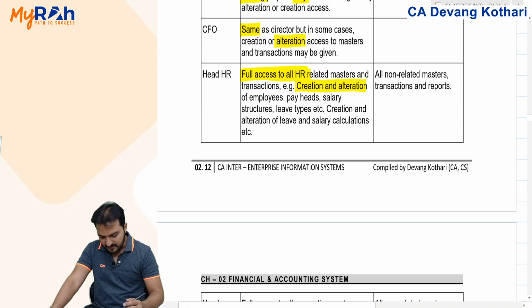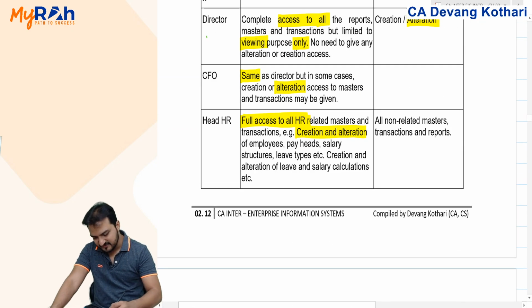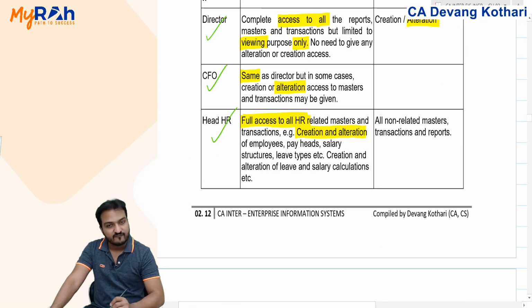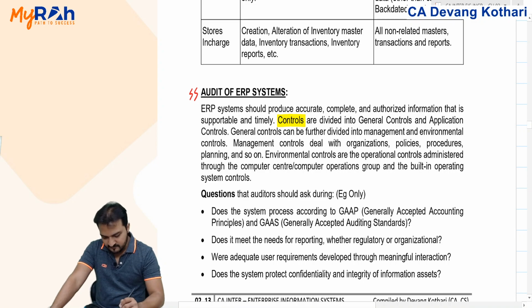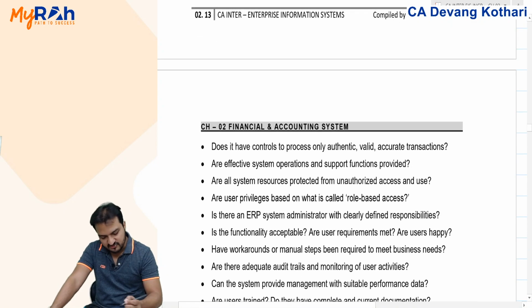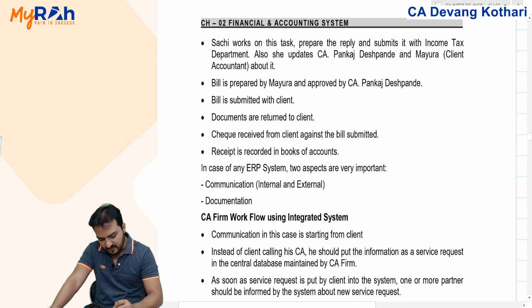And then some examples are given, that you can read, that which designations, director, CFO, head of HR department, which designation will have what permissions. Some examples are given that you can see. Audit of ERP systems was supposed to be your self-study, not very important. One case study is given, that is also your self-study.